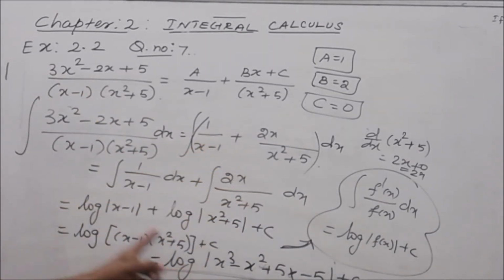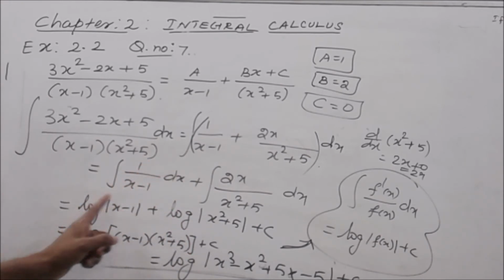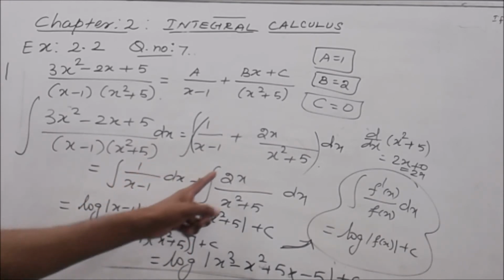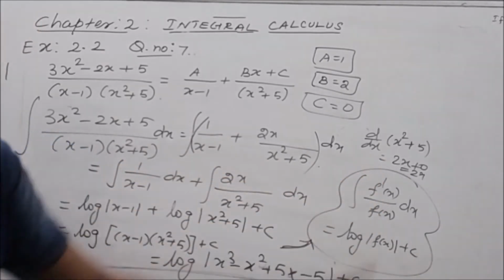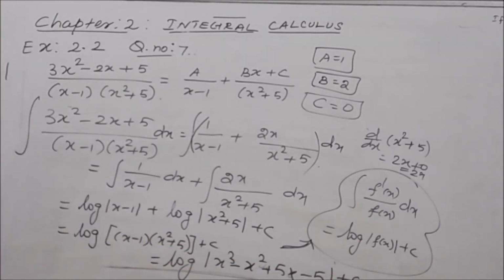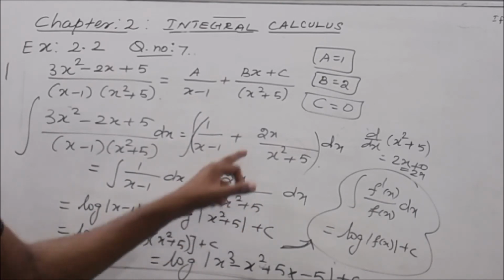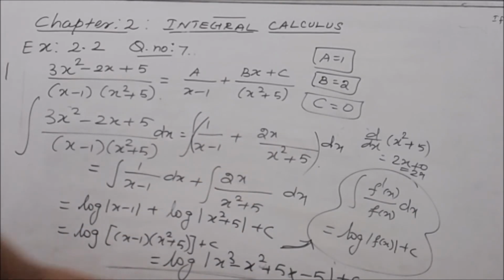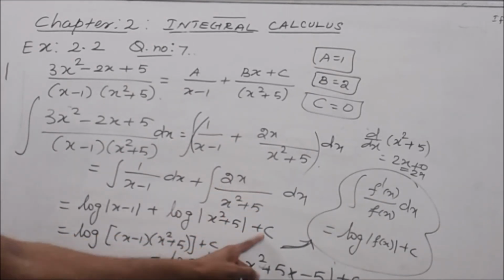Now integrating, this one is in the form of 1 by (ax + b), so we apply the log of (ax + b) formula. Here the derivative of the denominator appears in the numerator. We can go by the formula log of modulus of f(x) plus c. So the derivative of x² + 5 is 2x, so the derivative of the denominator appears in the numerator. Substituting, we get log of the denominator x² + 5 plus c.